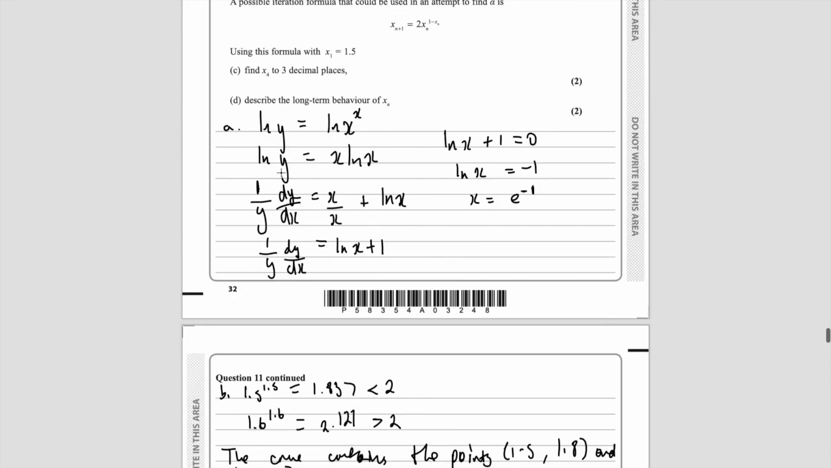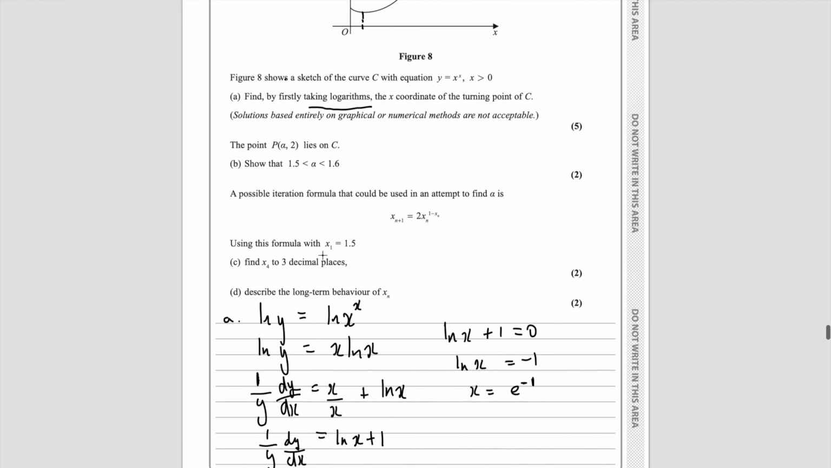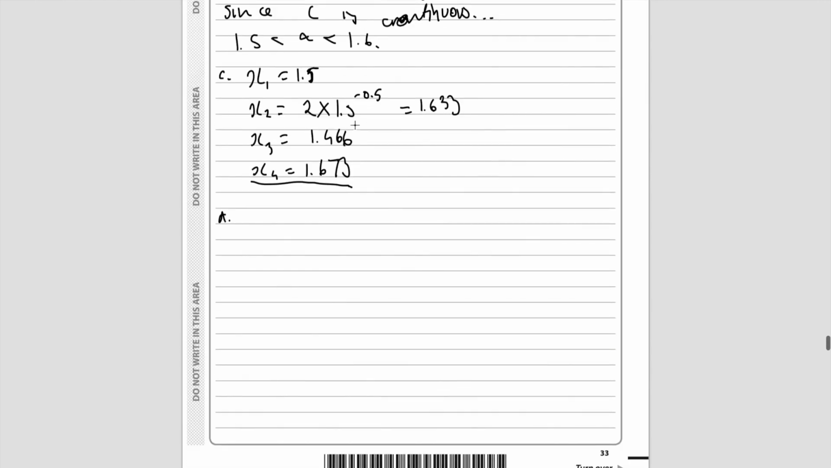Part D asks us to describe the long-term behavior of xn. So it literally is using that logic precisely. We can see that each iteration is essentially bouncing between different values that are within common ranges. So 1.5 and 1.466 are in a similar range, and 1.63 and 1.673 are in a similar range. So we can see that xn oscillates. That is one possibility that the exam board would permit.